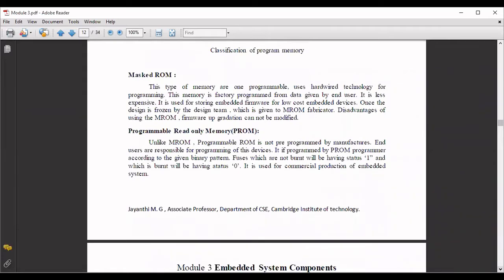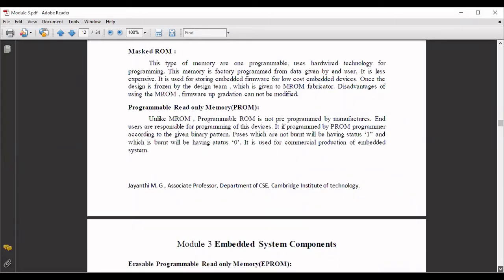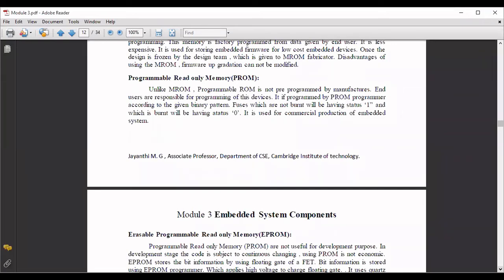The second type is PROM. You are aware of this. What is PROM? Programmable ROM. It is not pre-programmed by the manufacturer, so end users are responsible for programming these devices. It may also be already programmed by the PROM programmer according to a given binary pattern, which you can use, or fuses will be provided which are not burnt. A fuse which is not burnt will have the status 1, and a fuse which is burnt will have the status 0. It is also used for commercial production of the embedded system, programmable read-only memory.